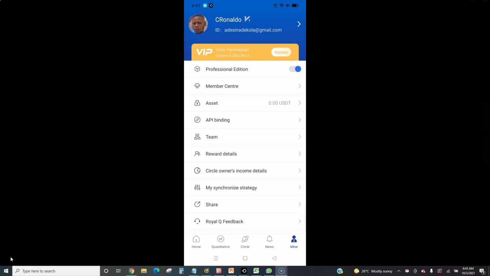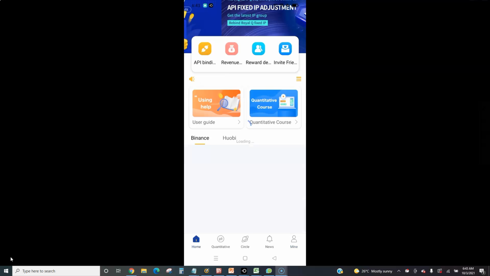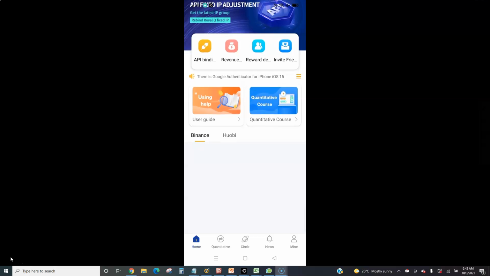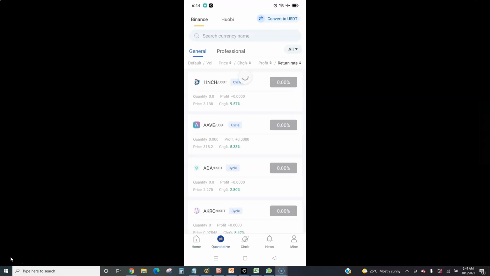And with that being said, the next thing that we are going to look into is coin selection techniques. How to know the type of coin that you are going to trade on RoyalQ. The first thing that you are going to do is to make sure that you click on quantitative. Once you click on quantitative, you are going to see at the top, general and professional. There are some coins listed on general and there are some coins listed on professional. It now depends on where you are trading.